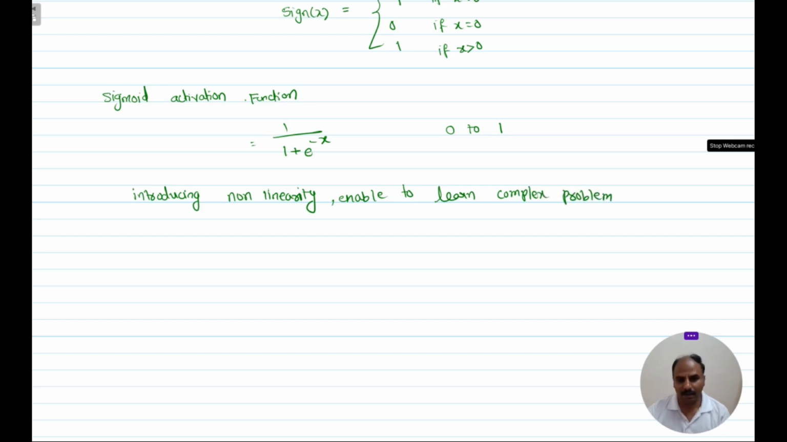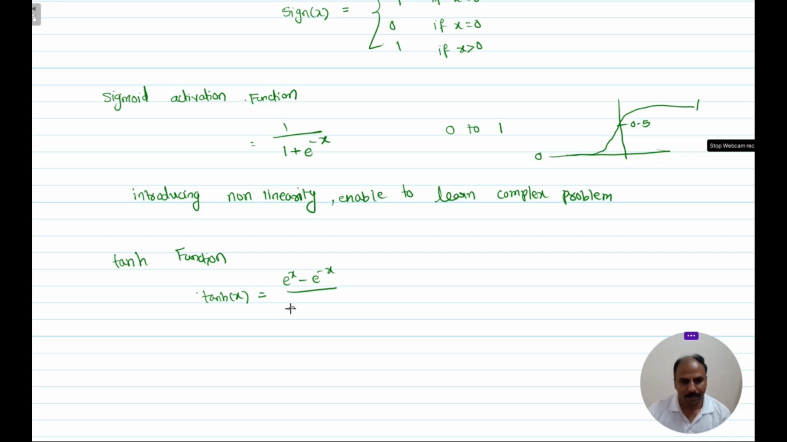There is no discontinuity at x equal to 0. If I look at this graph, the range 0 to 1 looks like this. The middle point is 0.5, the top is 1 and the bottom is 0. The graph is completely continuous, so it can be used in non-linear applications. Another one is the tanh function. The function tanh of x is equal to e power x minus e power minus x, divided by e power x plus e power minus x. This one can also be used for non-linear applications.